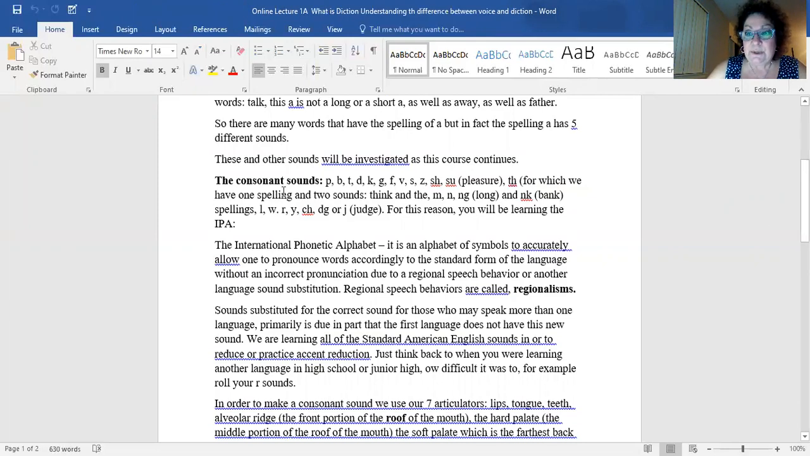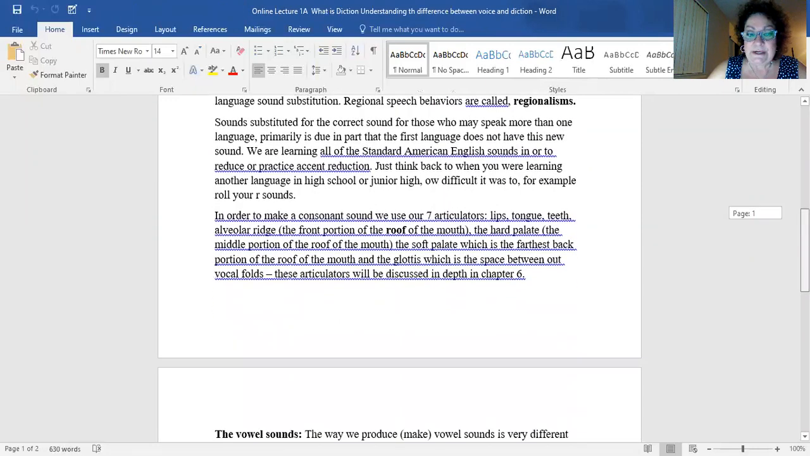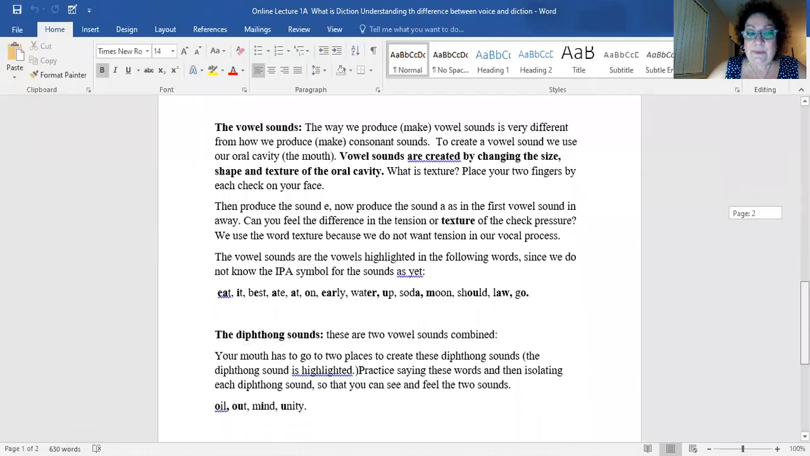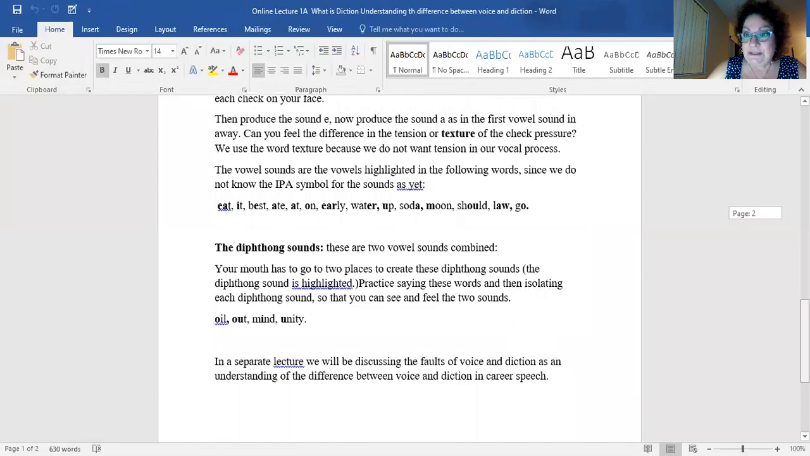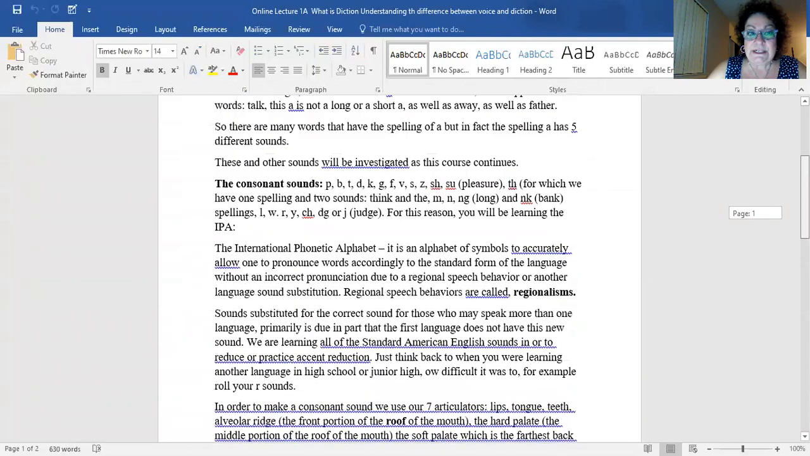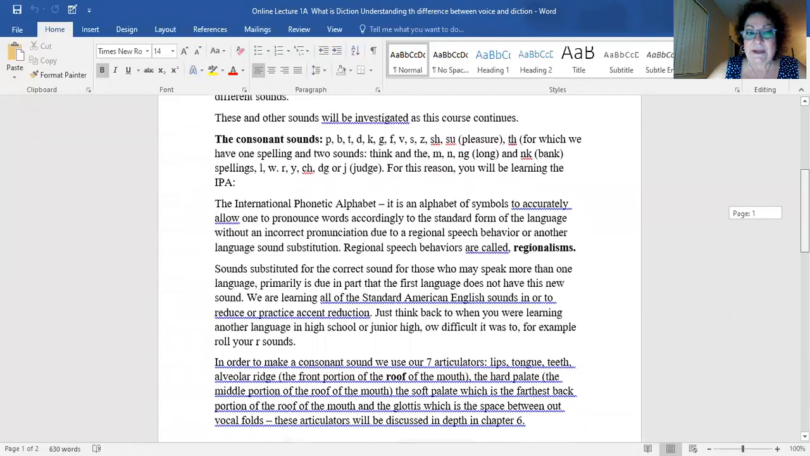And they're broken up into consonant sounds. And I'm just going to scroll down so you can see vowel sounds, and probably a new word for you, diphthong sounds. So let's go over our diction. Consonant sounds. P, b, t, d, k, g, f, v, s, z, sh, zh. We have 2 TH sounds, one spelling.